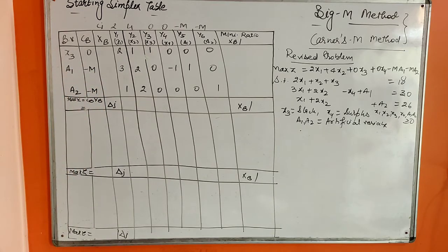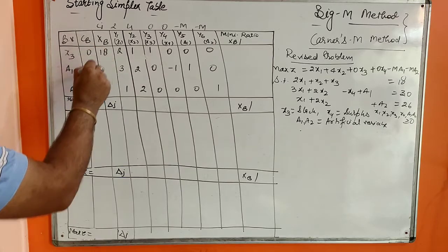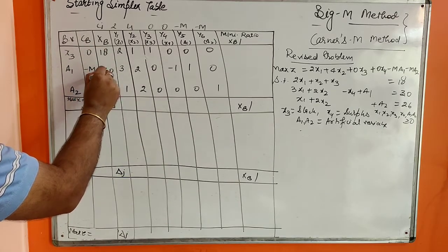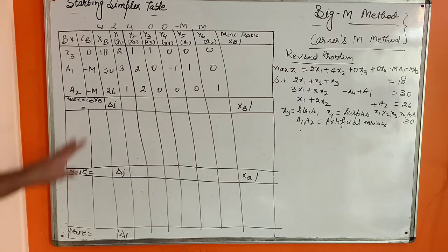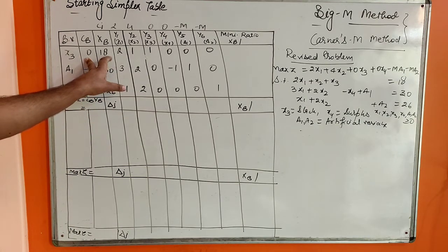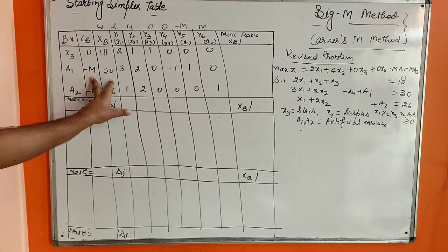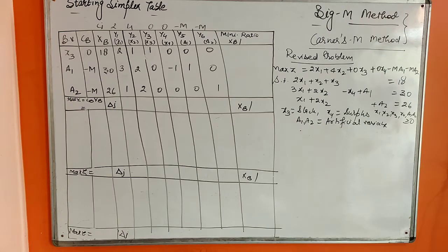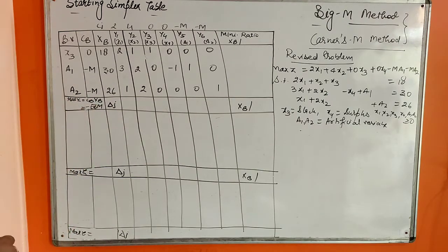And what are the xb's? Xb are the bi's, that is 18, 30 and 26. So what is maximum z? The sum of the product of cb and xb, that is 0 minus 30m minus 26m, that is minus 56m. Now see, this max z is not equal to 0.